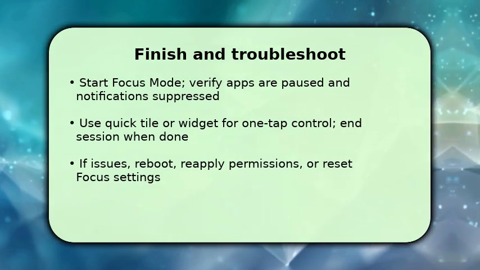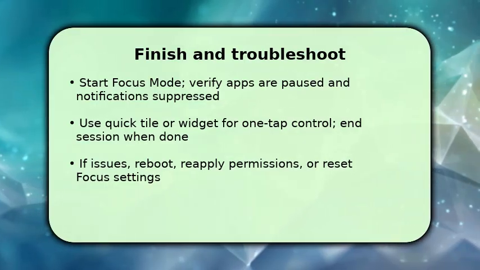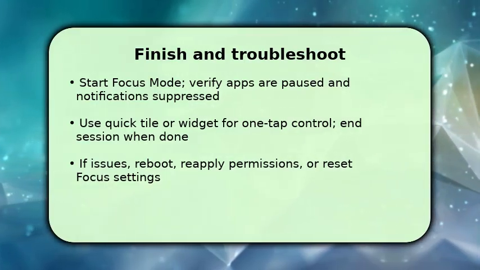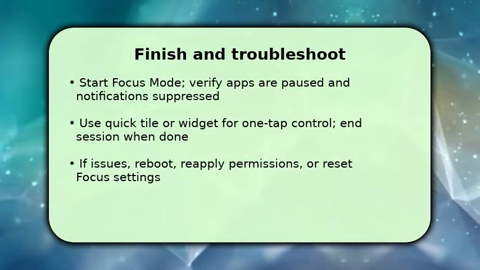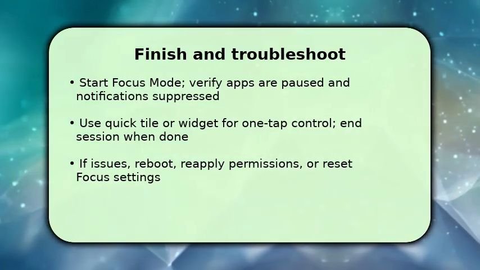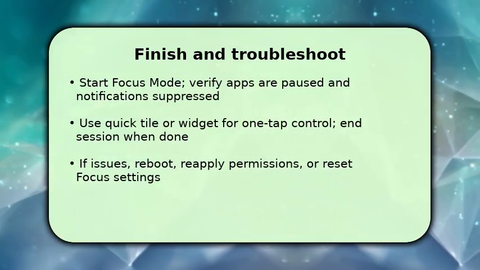If things go wrong, apps still notify or timers fail, first reboot the phone, then reapply app permissions and notification access. If the problem persists, reset Focus Mode settings and recreate the profile. That usually clears conflicts with Do Not Disturb or battery optimization.